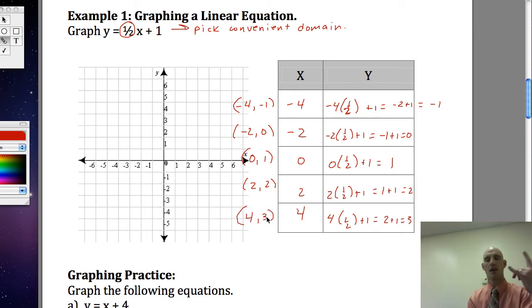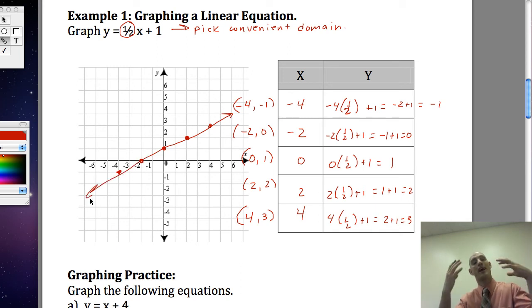Now, step 1, find the points. Step 2, plot the points. So, -4, -1, -2, 0, 0, 1, 2, 2, 4, 3. Notice, these are a line. They are a line. This is a linear equation. Pick a convenient domain, find the points, plot the points, connect the dots. Okay? That's as simple as it is.